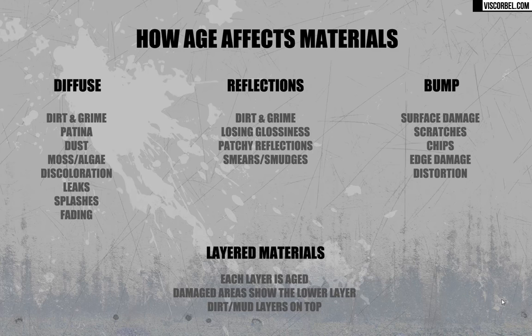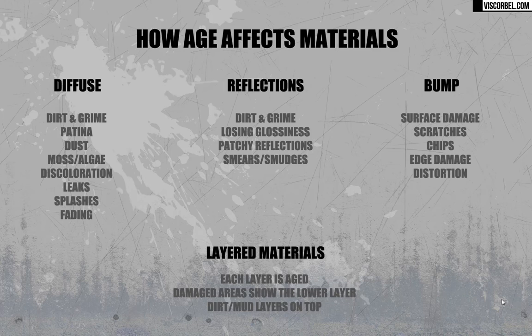And you can also get some smears and smudges in the reflections from some sort of human contact with the object. If you touch a shiny glass, you're going to get some fingerprints on it and smudges from the oils in your skin. So this can show in the reflections. Refractions also display similar effects to the reflections. Right, and for the bump you have some basic surface damage, some dents, some scratches, some chips, and some more damage around the edges where the most wear happens for the object.